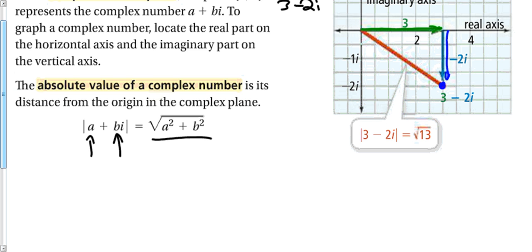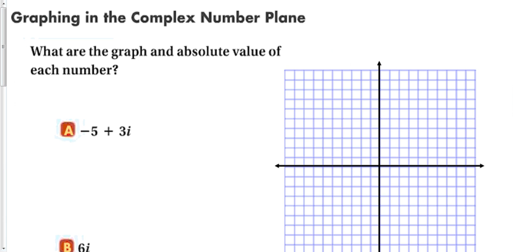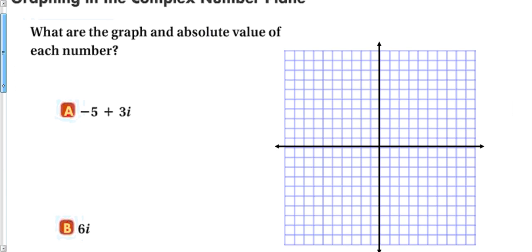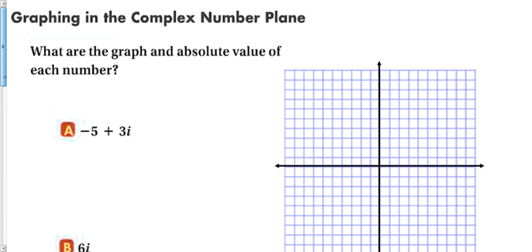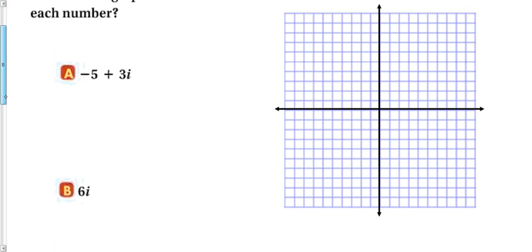Distance from 0 is 3. Distance away from the line is 2. It's 2i, but it's 2 spaces. Okay? And then we just add them together and take the square root to find the distance. Okay? So, graphing 5 plus 3i. So what are the graphs and the absolute value of both numbers? So let's do both of them together.